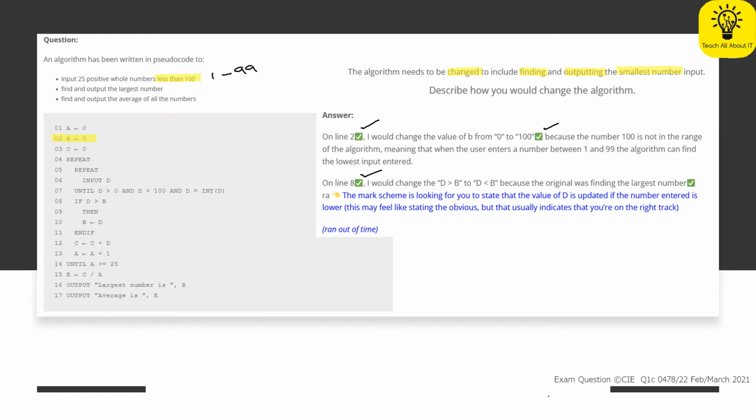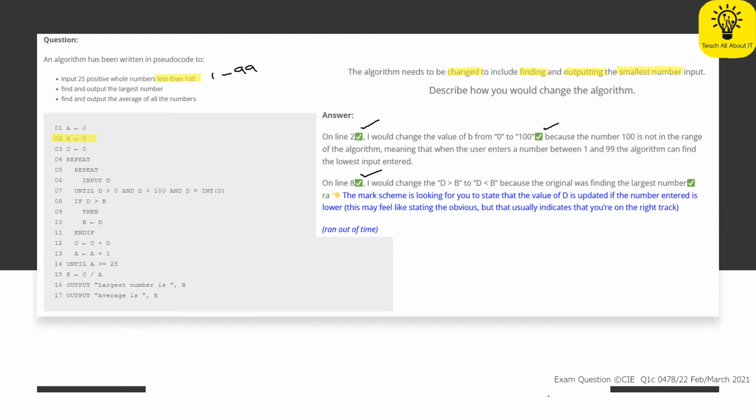Now this student actually ran out of time. However, even with running out of time at the end of that sentence, when it was submitted, they still managed to get full marks. So I mentioned a trace table, and the reason I would write a trace table for this is because it will help me order my thoughts.